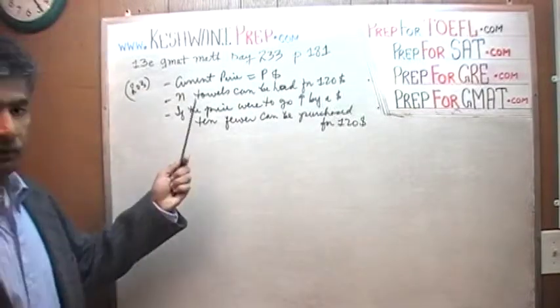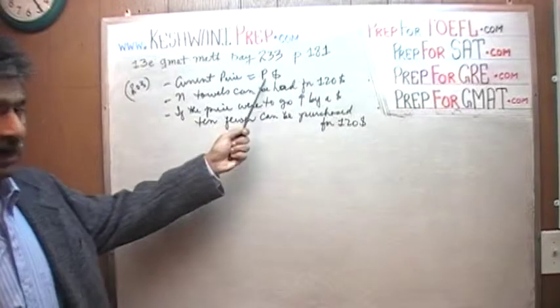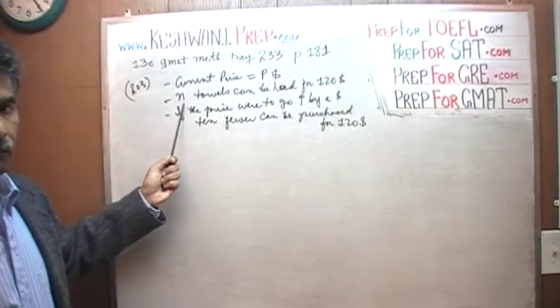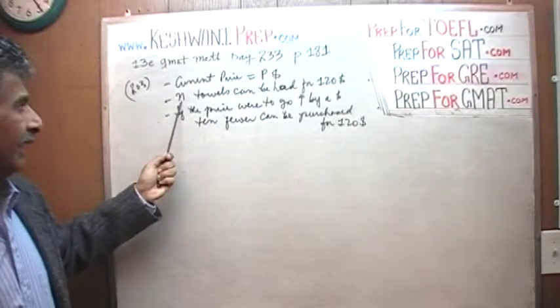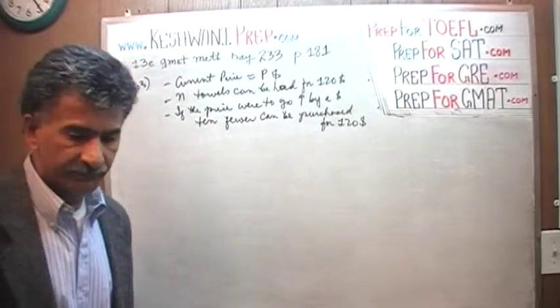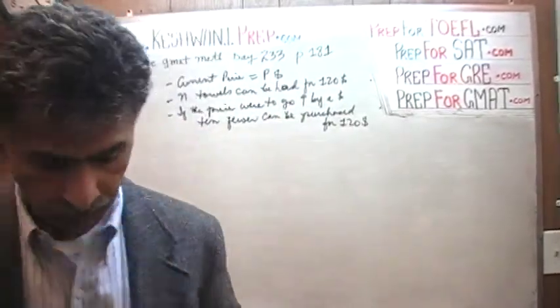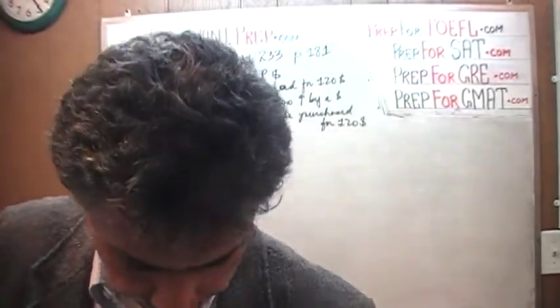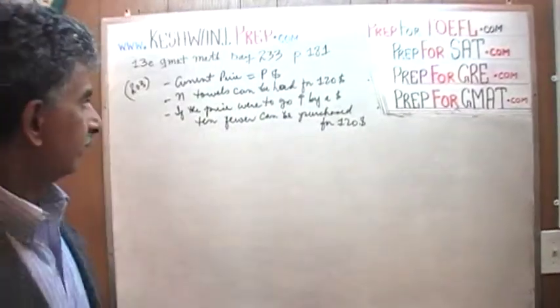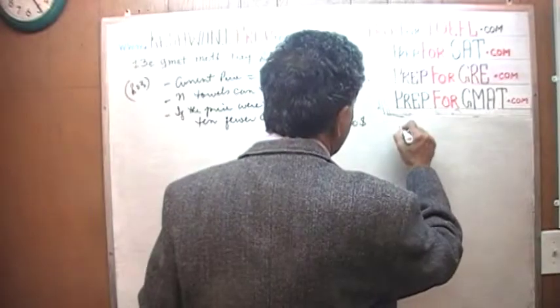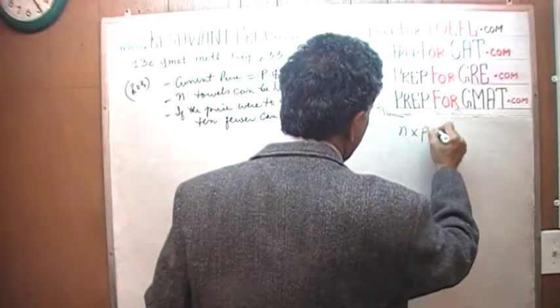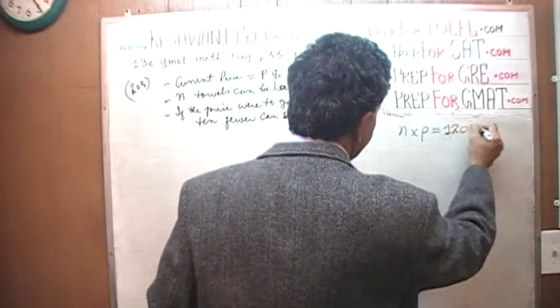So we're going to pretend that the current price of the towel is P dollars. We're going to pretend that for $120 we can buy N number of towels. N is the number of towels that we can buy right now before the price increase. And therefore, the number of towels purchased times the current price is $120.